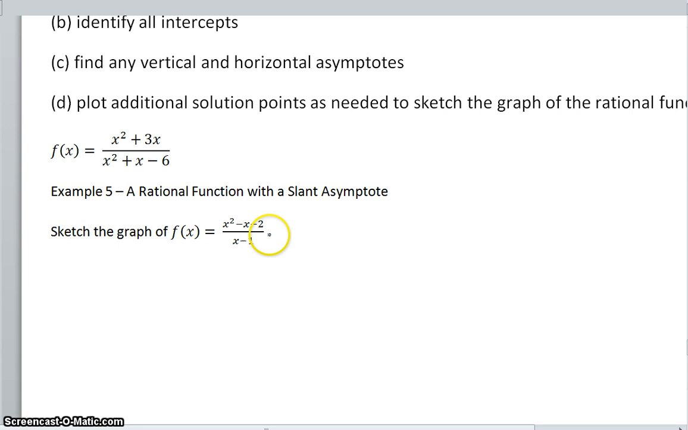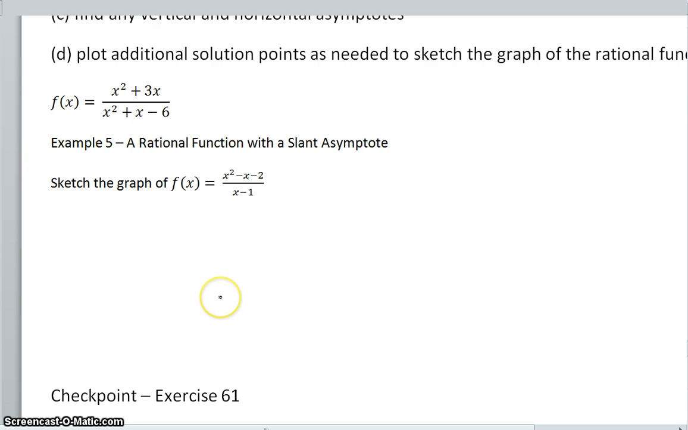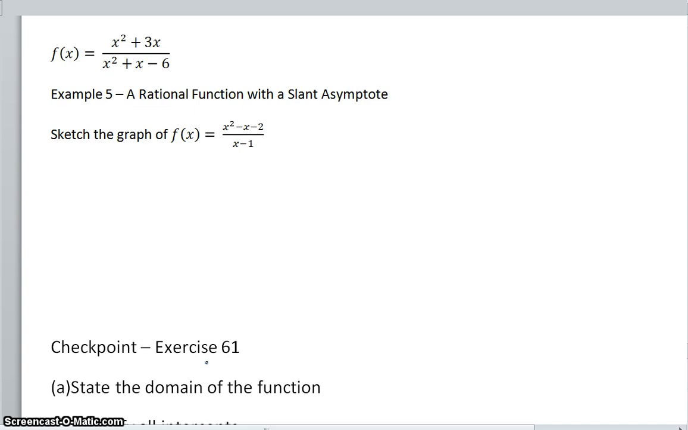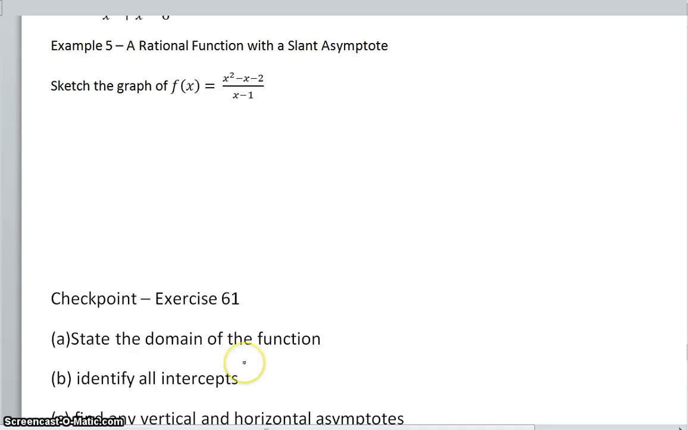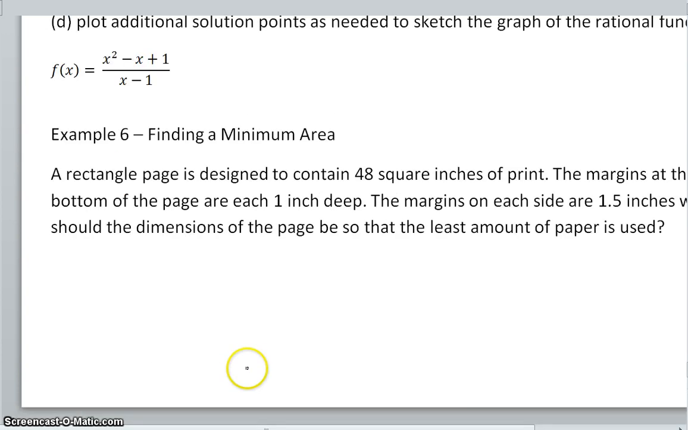And again, the same type of thing is going to happen for each one of these. And the checkpoints are very similar. The graphs, again, are very similar for all of these. And in the examples, I'll go through them. I'll talk about where all of these key points are, and I'll make sure that you are aware of where to plot key points. But in the last video, I'll talk about this idea of a slant asymptote, and I'll talk about the application problem real quick.